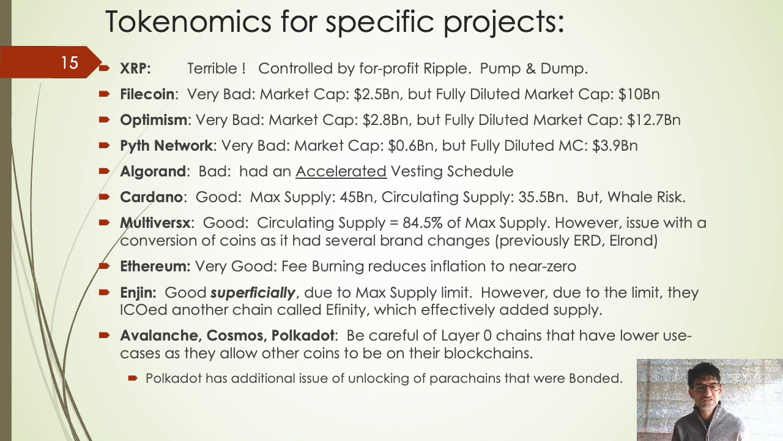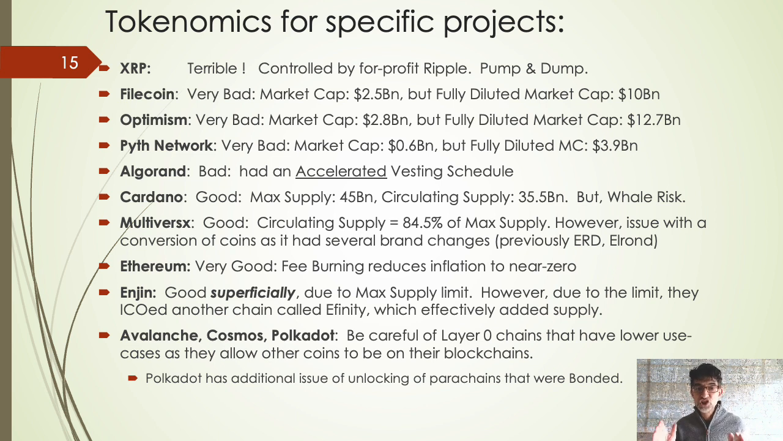I mentioned Pyth already. Algorand, here's something specific to the Algorand project, which is very, very bad. They had not just a steep vesting schedule, they had an accelerated vesting schedule. That accelerated vesting schedule allowed insiders to sell and dump their Algorand when the price reached a certain level. So that was really bad. That's why Algorand's price went down dramatically. I think it went down like 90% or more from its high.